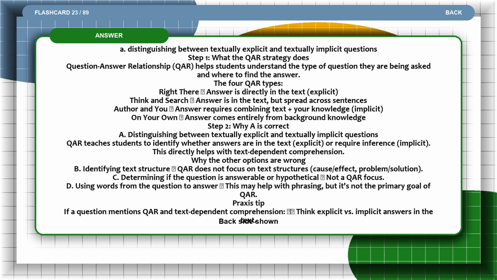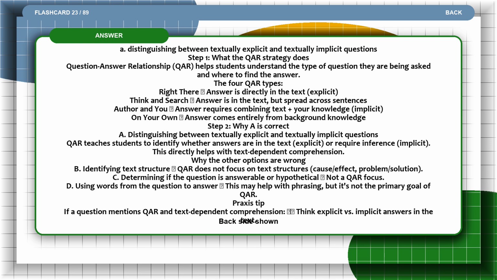Why the other options are wrong. B. Identifying text structure. QAR does not focus on text structures: cause/effect, problem/solution. C. Determining if the question is answerable or hypothetical. Not a QAR focus. D. Using words from the question to answer. This may help with phrasing, but it's not the primary goal of QAR.